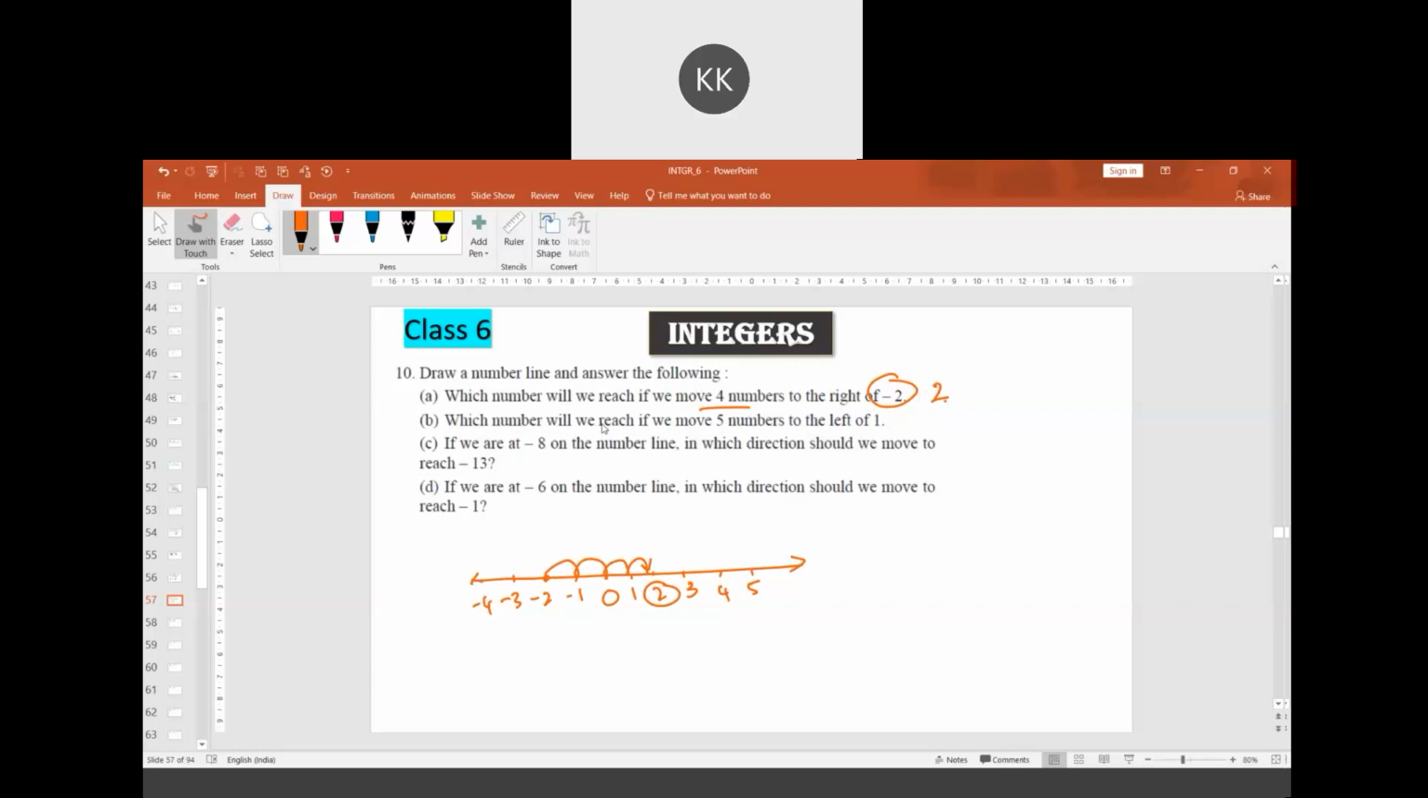Which number will we reach if we move 5 numbers to the left of 1? From 1 we start: 1, 2, 3, 4, 5 steps. So we'll reach minus 4. Like this, I hope you will do the other two. It is not that difficult.